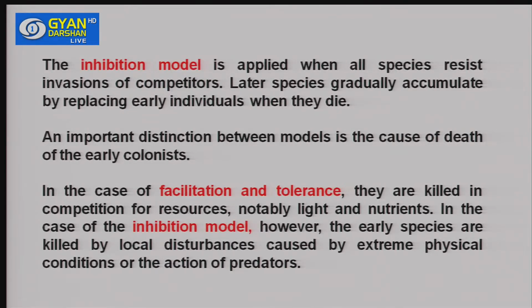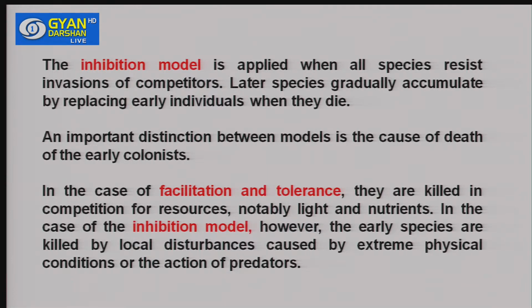Inhibition model, you can say it's somewhat the reverse of the earlier tolerance model. Inhibition model, what does it say? Inhibition model is applied when all species resist invasion of the competitors. Later species gradually accumulate by replacing early individuals when they die. An important distinction between models is the cause of death of the early colonists. Now, in the case of facilitation and tolerance, the early species are killed in the competition for resources, notably light and nutrients.